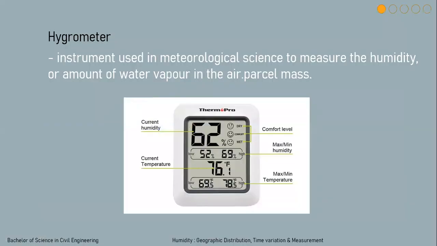Next, hygrometer. Hygrometer is an instrument used in meteorological science to measure the humidity or amount of water vapor in an air parcel mass. So, many dermatologists and cosmetologists advise to humidify the air indoors to make skin fresh and healthy. Breathing clean air with comfortable temperature and humidity helps us uptake oxygen and transfer it through our blood vessels much easier. This, in turn, results in reduced fatigue and higher concentration.